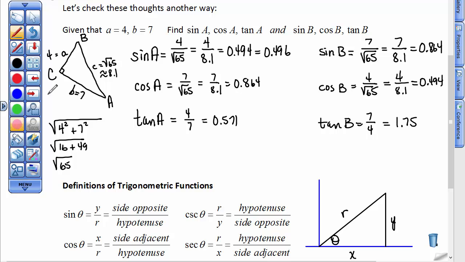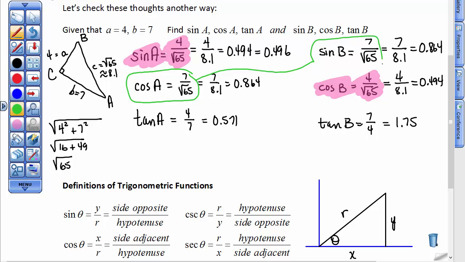Could I remind you one more time? Did you notice that the sine of angle A, which is this, is equal to the cosine of angle B? Very, very same thing. Did you notice cosine of angle A is the same thing as sine of angle B? So if this was a 30-degree angle and this was a 60-degree angle, if you took the cosine of 30 and the sine of 60, you would get the same value.